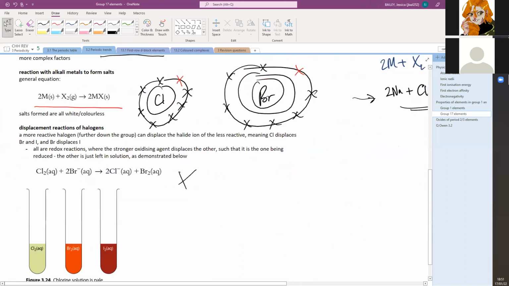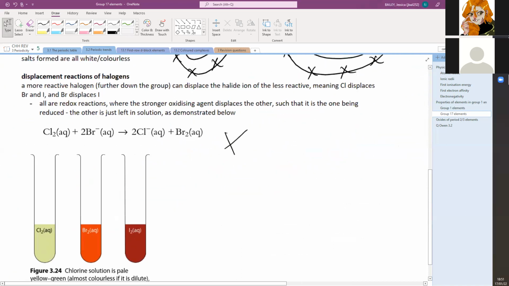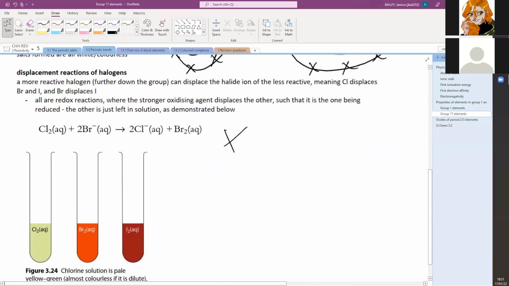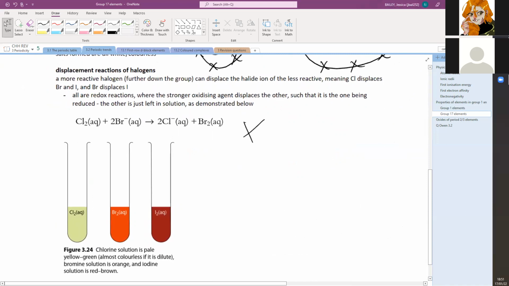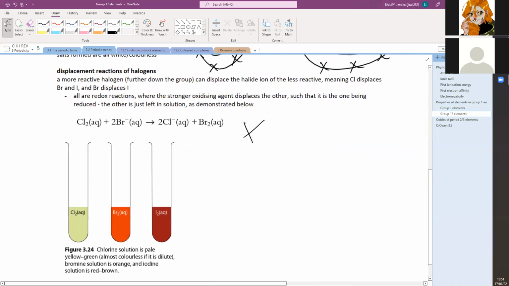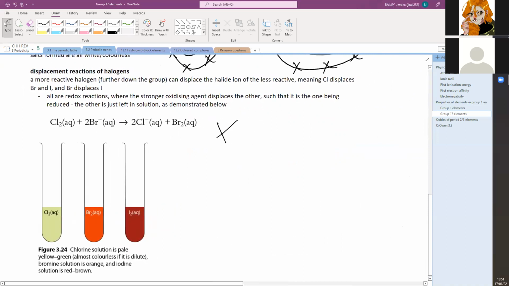Displacement reactions don't really belong here. They're not really that important at this stage. We'll go through all of them when we do redox reactions this year, so I don't feel the need to go through that right now. But essentially what it's saying is, because your reactivity decreases down a group, so remember chlorine, bromine, and iodine are like this. So the reactivity is decreasing. So it gets less reactive down the group.